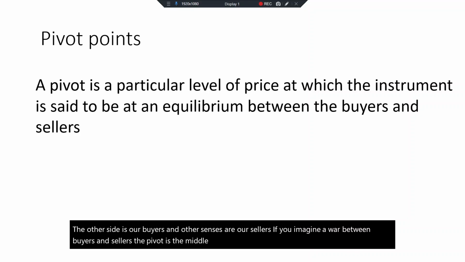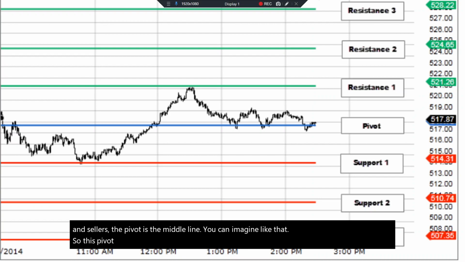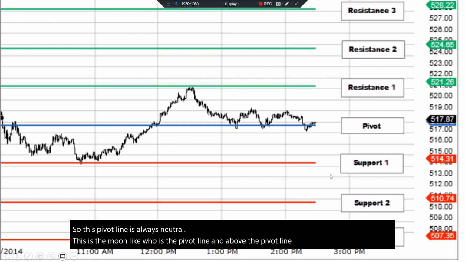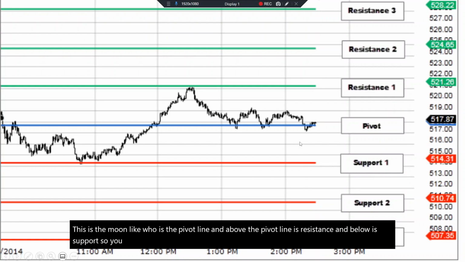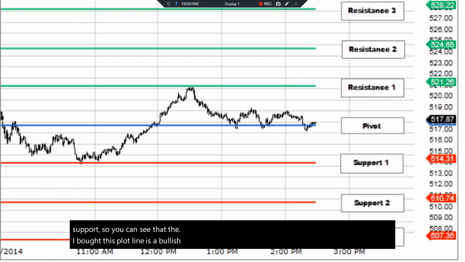You can imagine it like that. So this pivot line is always neutral. See, the blue is the pivot line, and above the pivot line is resistance and below is support. So you can see that above this pivot line is bullish, and below this pivot is bearish.